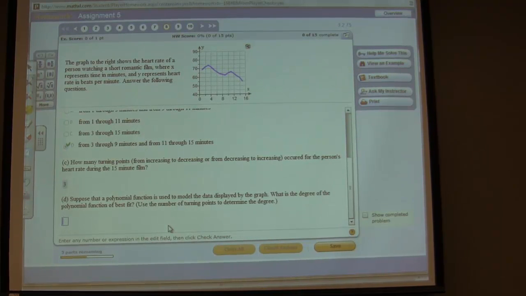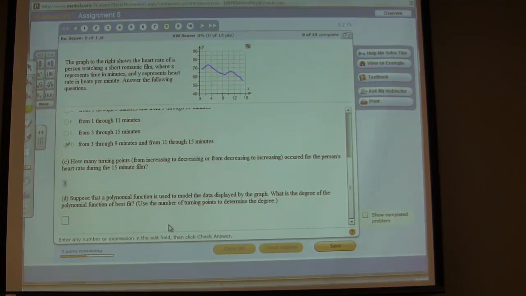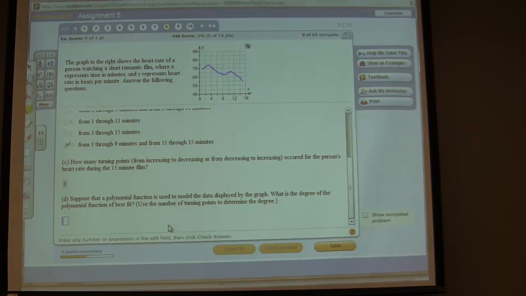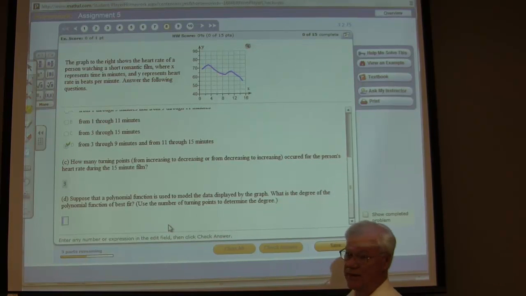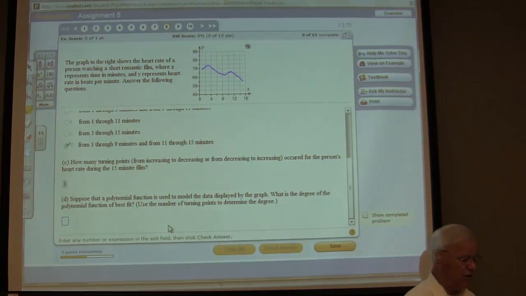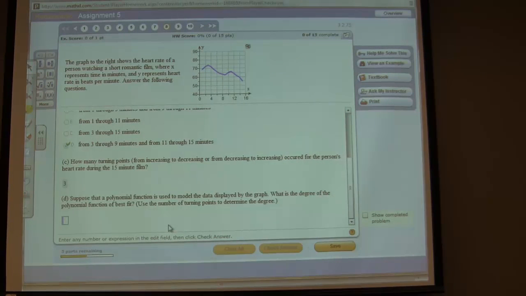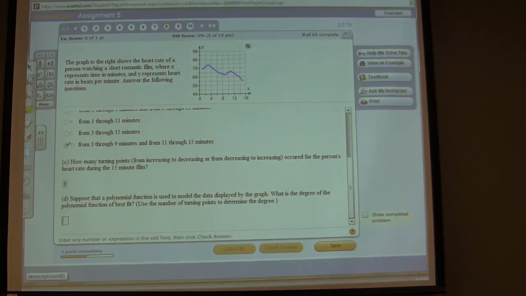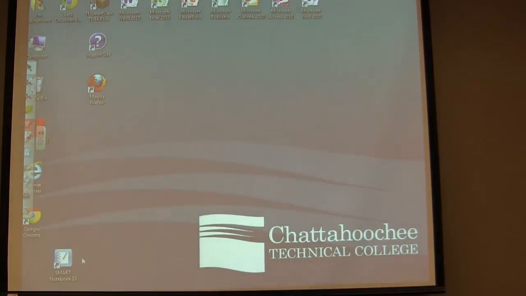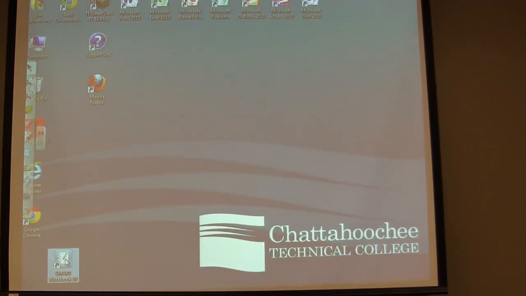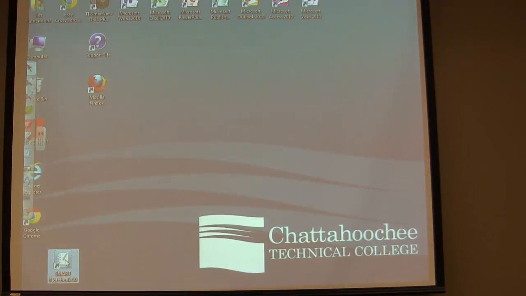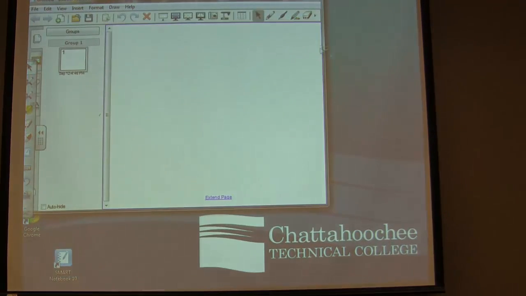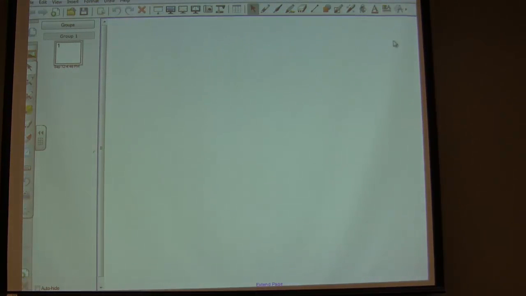So suppose the polynomial function is used to model that graph. What's the degree of the polynomial function? Wow. Well, I guess we need to know something about polynomial functions and their degrees. So let's leave this for a minute. And I'm going to bring up a blank page. And let's talk about the different shapes of functions.